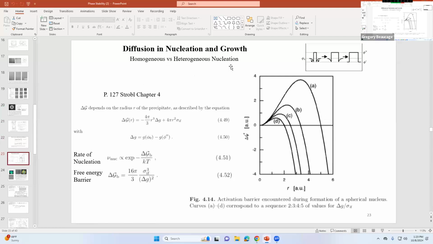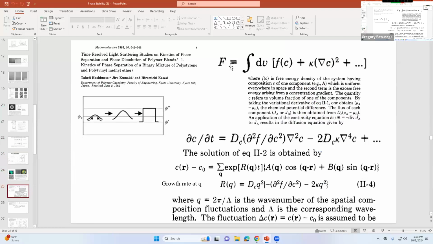You can measure the rate of growth of those domains just by taking a fixed Q, and then this would be the equation that governs that. Basically it's going to give you the Hildebrand equation or the Flory-Huggins equation, the second derivative of it. And then this is this gradient term times Q squared. So from that, you end up with an exponential growth rate in time. This R of Q, the rate, times time. Exponential of that gives you the concentration growth rate.